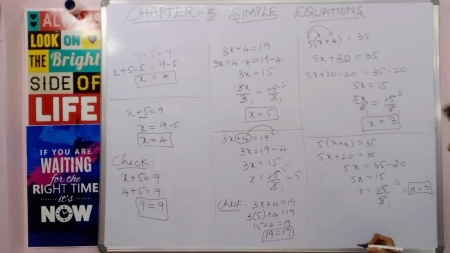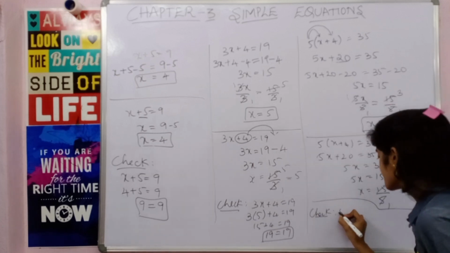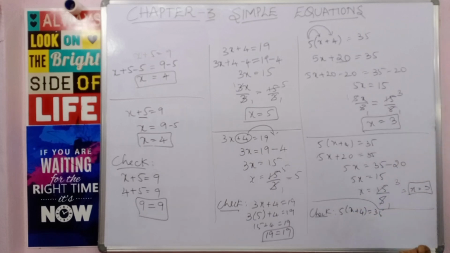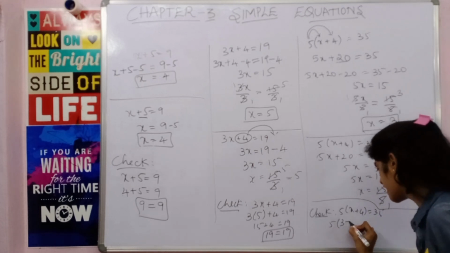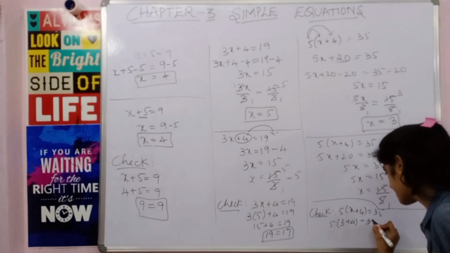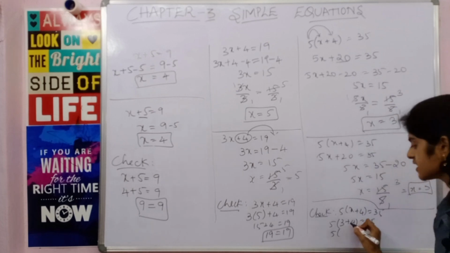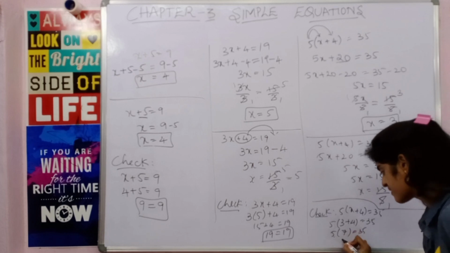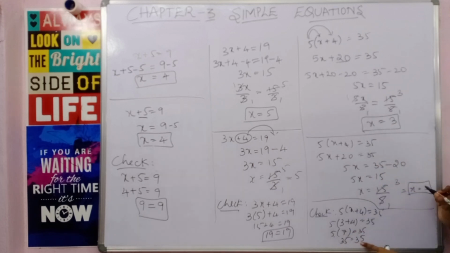Let us check now. So how do you check? So this is 5 into x plus 4 is 35. Okay, so x is what here? x is nothing but 3. So it is 5 into 3 plus 4 is 35. So 3 plus 4 is 7. So 5 into 7 is 35. 5 sevens are 35. You know it. So 35 equal to 35. So LHS equal to RHS. So the value which you got is correct.